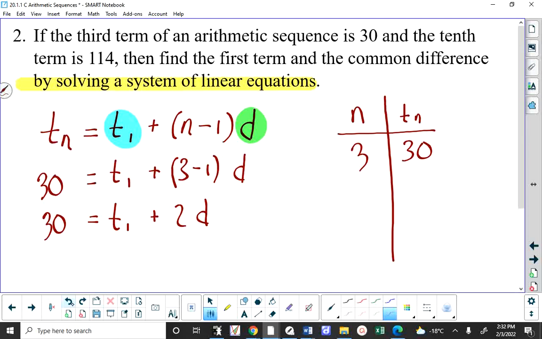I mean, we want to find the common difference. There's an equation with the common difference. Why don't I just rearrange it and figure out what D is? So who can tell me why that just doesn't work?